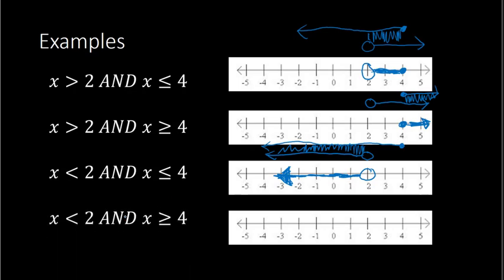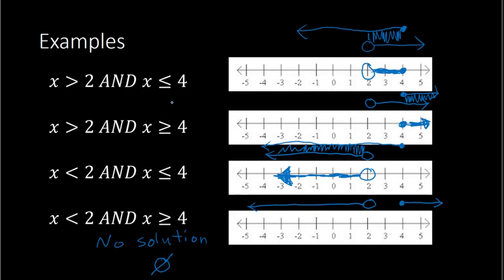And lastly, if we had x is less than 2, we begin by having an open circle at 2 and shading to the left. And then x is greater than or equal to 4 would be a closed circle at 4 and shade to the right. Now this one, notice there is no overlap. So what that means is that there is no solution for that one. There's no solution because there is no overlap, nothing that makes this statement true. So there is no graph, no solution, and using math notation, I can use a circle and put a line through it, meaning no solution.